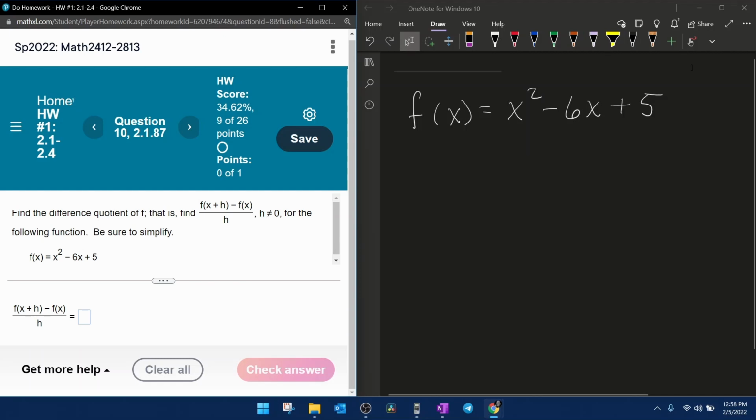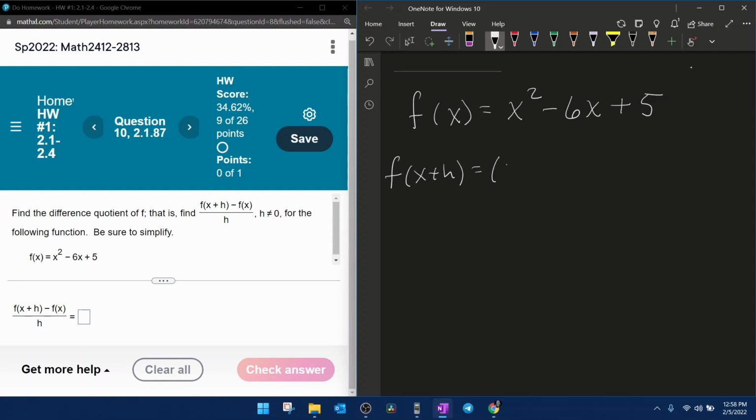And if we dive right into the difference quotient, the first piece of the puzzle that we're going to have to find is f of x plus h. And that means that we're going to replace every x in f of x with x plus h. And then once we get that written, we're going to need to simplify that.